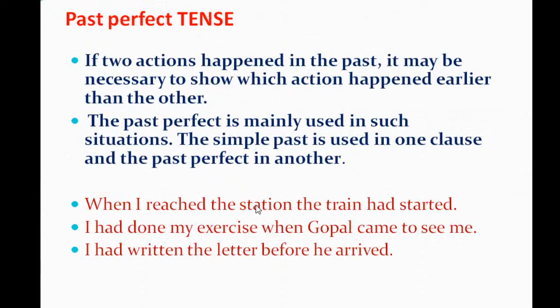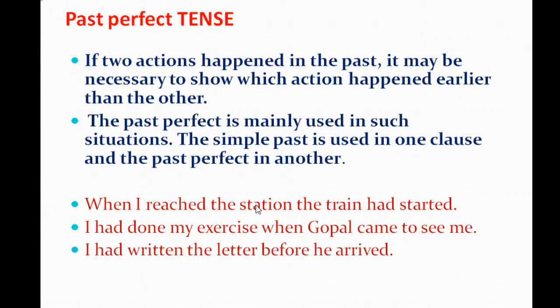So now past perfect tense is over. Let's go for the rules. If two actions happened in the past, it may be necessary to show which action happened earlier than the other. The past perfect is mainly used in such situations. The simple past is used in one clause and the past perfect in another.